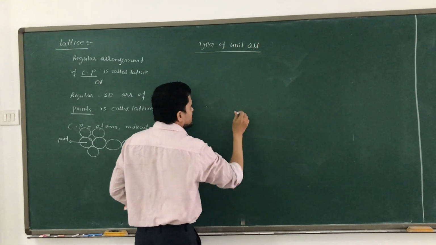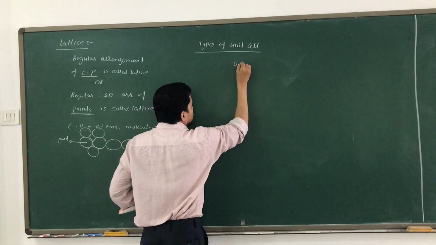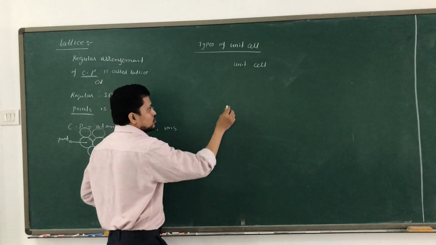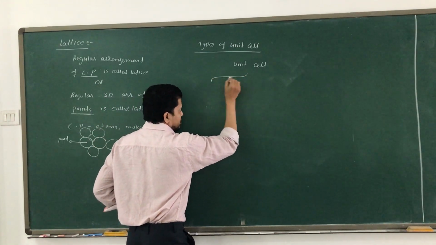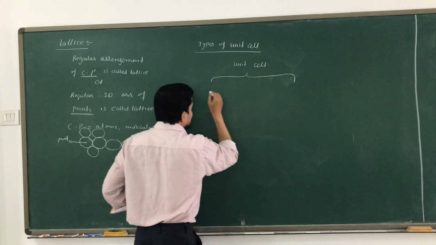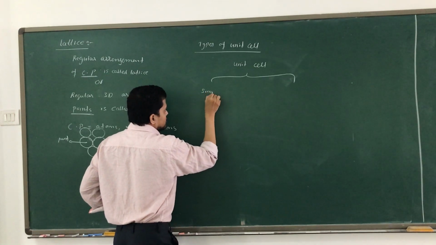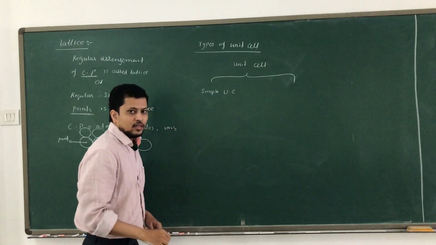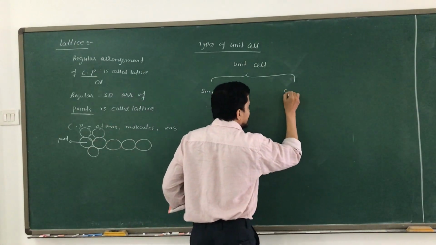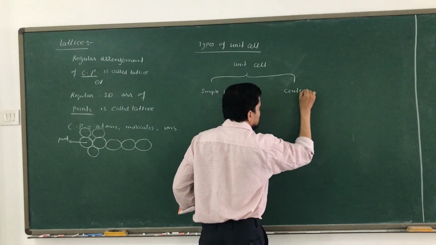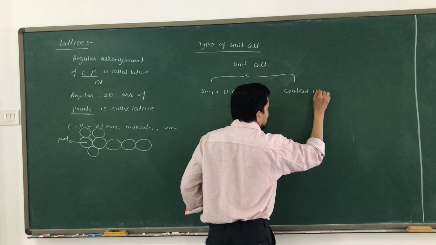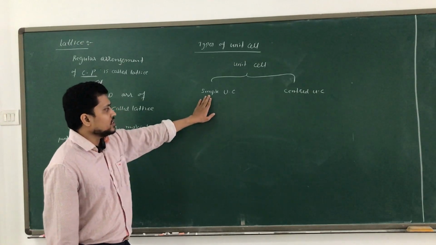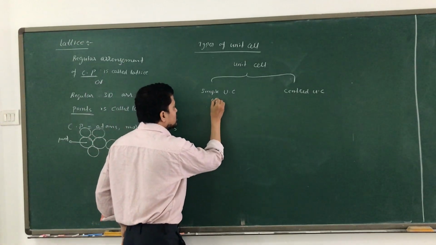So if you see, there are majorly 2 types. How many types we have? 2 types. So first is going to be, here I am just writing simple unit cell. Simple unit cell. Okay, simple unit cell. And here we are having centered unit cell. Centered unit cell. Right? So this simple unit cell is also called as primitive unit cell.